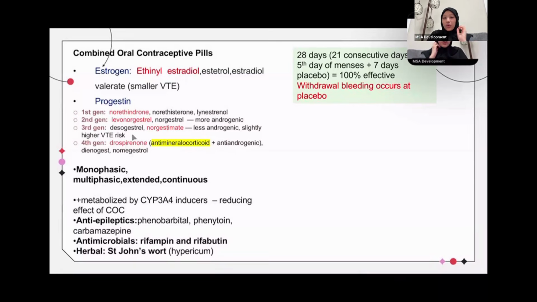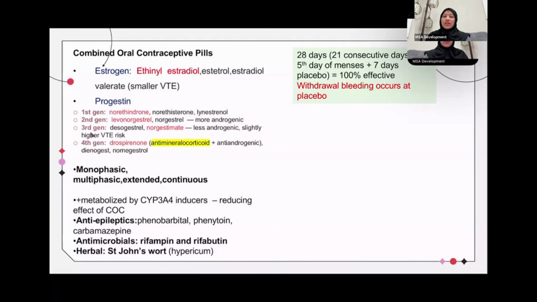Why is that? Only for this. So these are part of fourth generation, but anti-mineralocorticoid is only for this. Mineralocorticoids in general in our body regulate our blood pressure, our sodium absorption, and potassium excretion. If it's anti-mineralocorticoid, it sort of disturbs that, right, with our hormone. So just remember that for this.